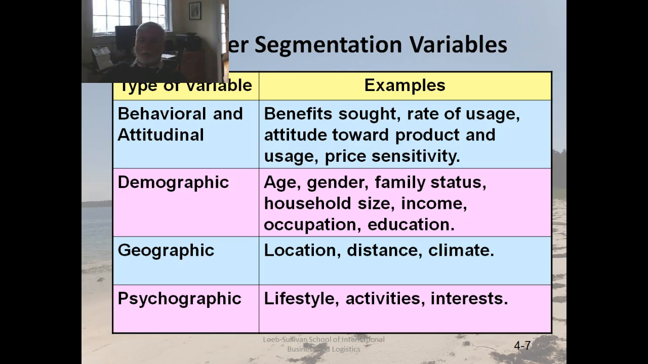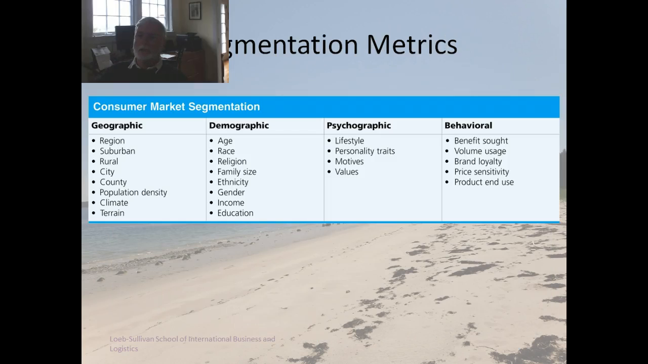And then psychographic differences, different kinds of lifestyles, activities, interests. These are also, like the behavioral ones, hard to pin down research-wise. Demographics and geographics, pretty easy to do. Lots of public information available. So here's some examples of the different kinds of geographic things you might look at.